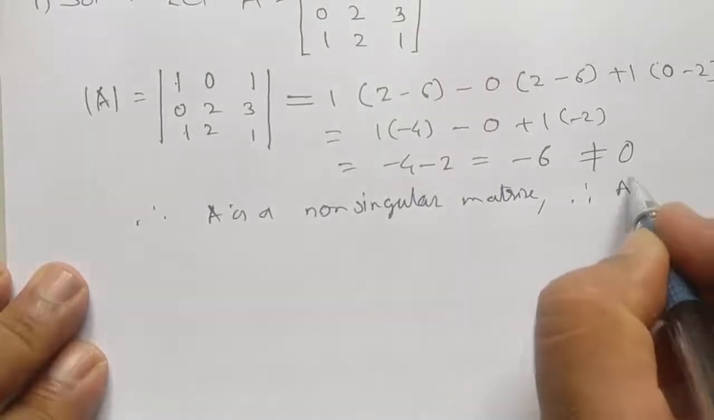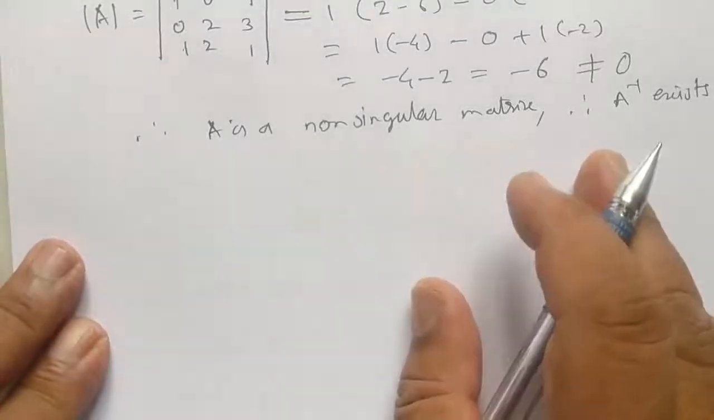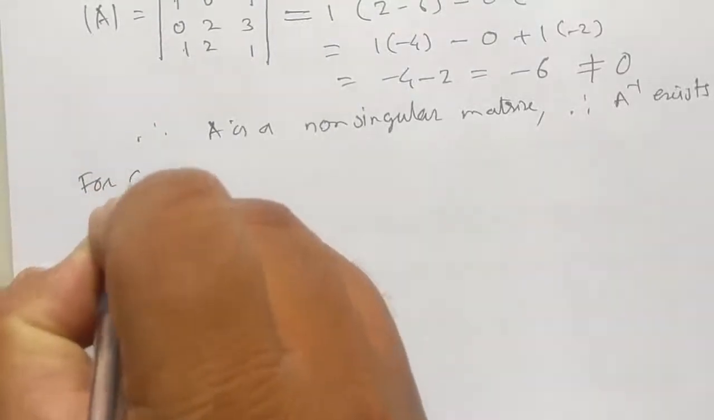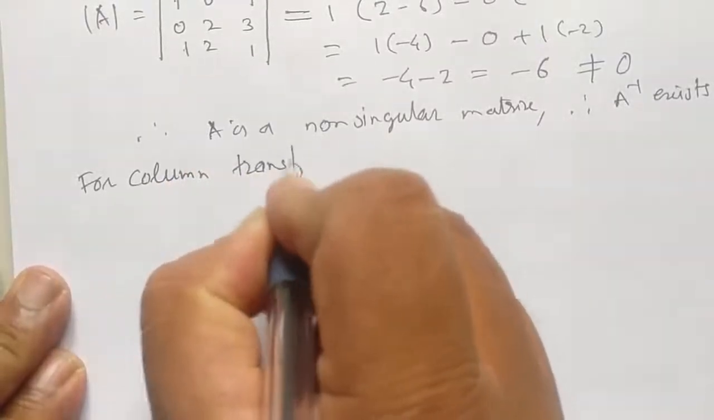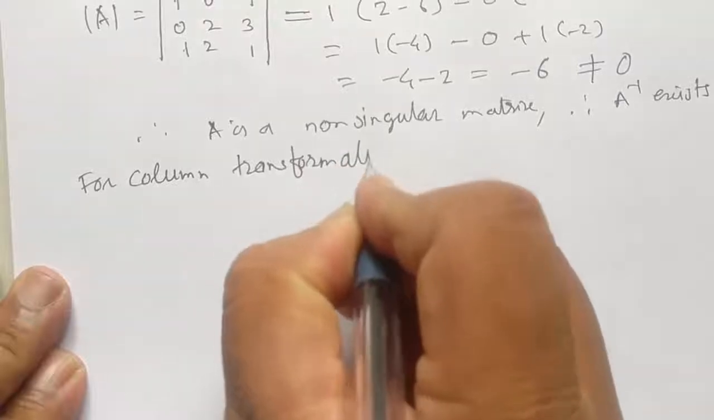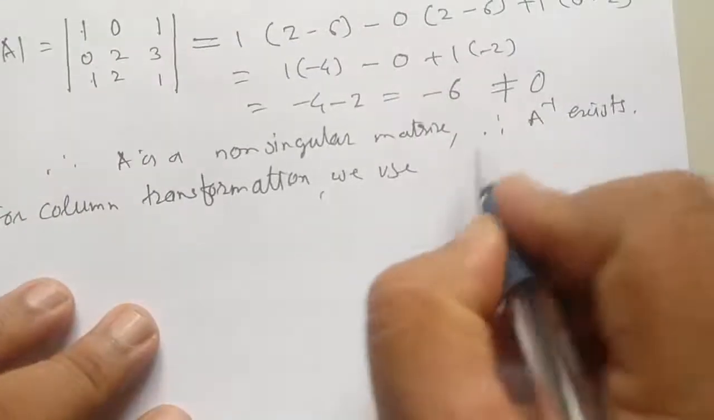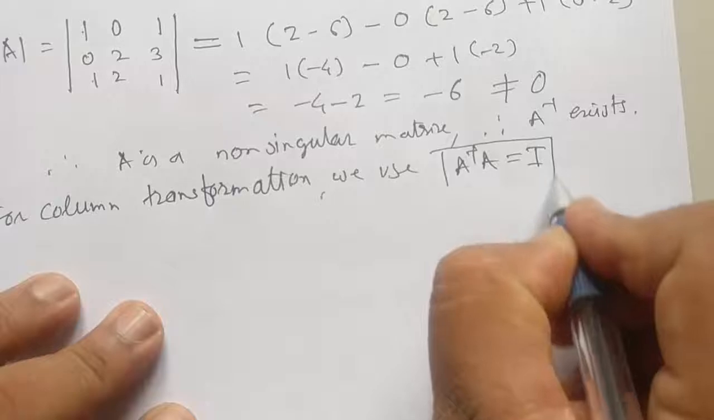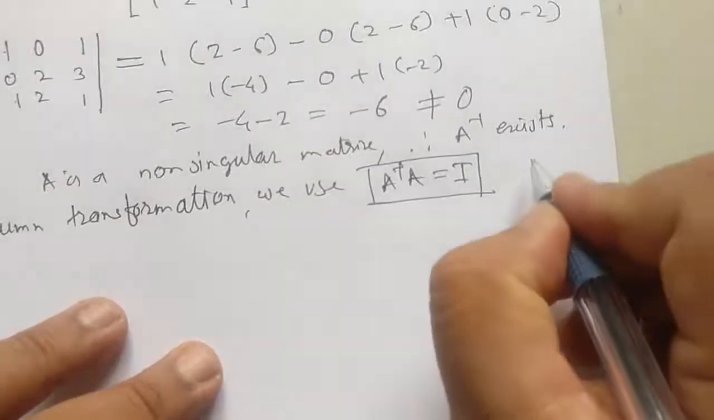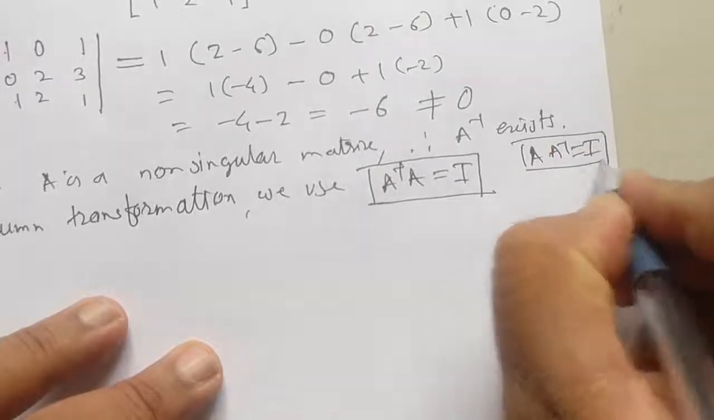Therefore, A inverse exists. Now we proceed to find the inverse by column transformation. For column transformation, we use A inverse into A is equal to I. Always use this relation for column transformation. For row transformation, A into A inverse is equal to I. Use this for row, and for column use this.